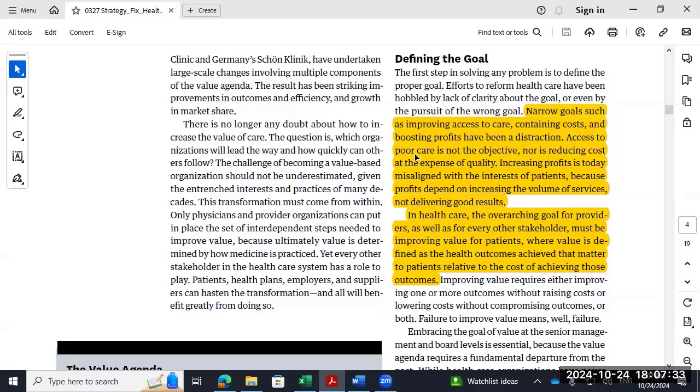Healthcare, the overarching goal for providers as well as every other stakeholder must be improving, and this is a key word, value for patients. So when he says value for patients, how does he define that? Here it is, the definition. Value is defined as healthcare outcomes achieved that matter to patients relative to cost. That sentence should be in your summary of Porter. So he says up here, must improve value for patients. Value, you probably should just quote him on that. He doesn't just say health outcomes, but health outcomes that matter to patients, but it's got to be relative to cost. Very, very important sentence.